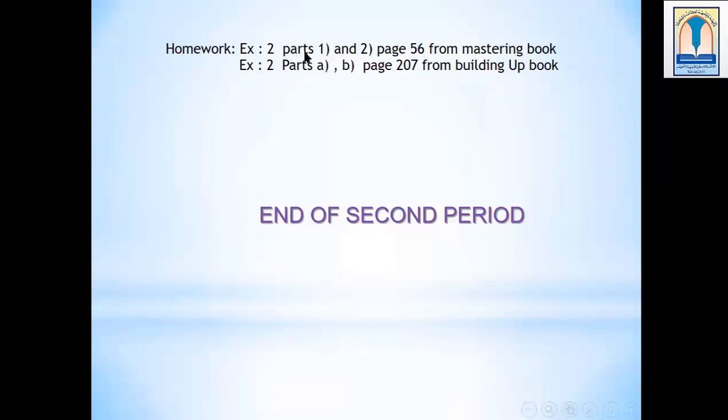Homework: exercise 2, parts 1 and 2, page 56 from the Mastering book. Exercise 2, parts A, B, page 207 from the Building Up book.